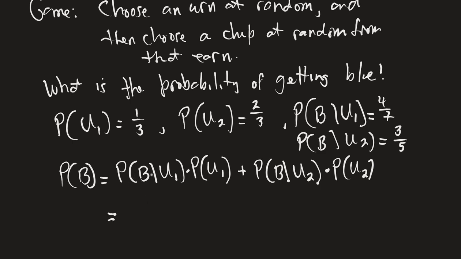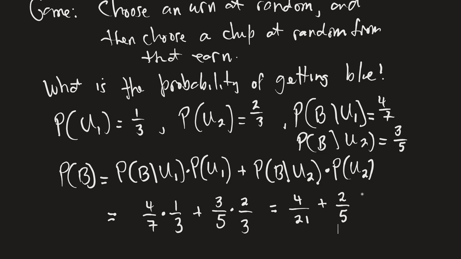The probability of B given the first urn, that's 4/7. So there are 4 blue out of a total of 7 in that first urn. The likelihood of choosing that first urn is 1/3, right? And then the probability of getting a blue given that we choose the second urn, that's 3 out of 5, so 3/5. And we will choose that second urn 2 out of 3 times, so 2/3. So putting this together, we will have 4/21 plus, in fact, this reduces to 2/5.